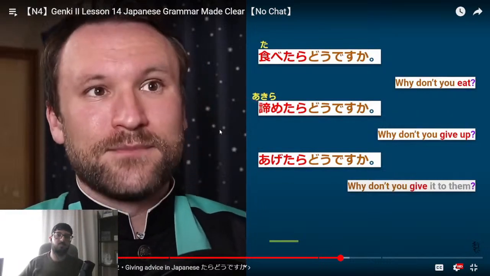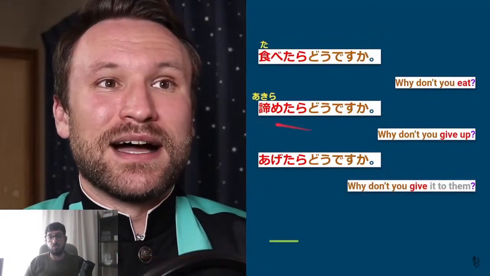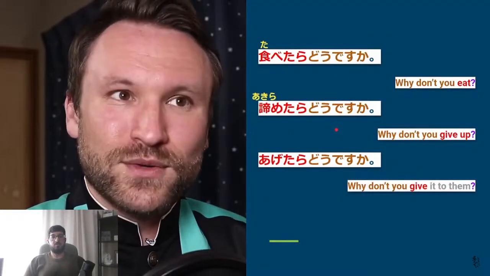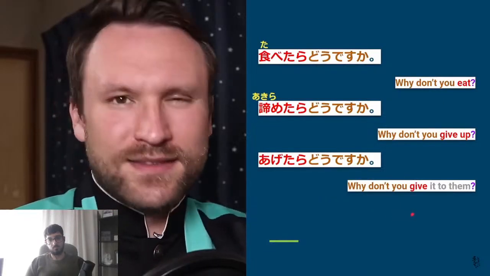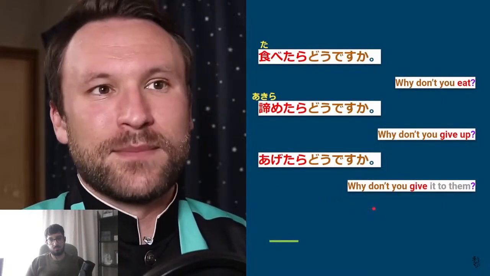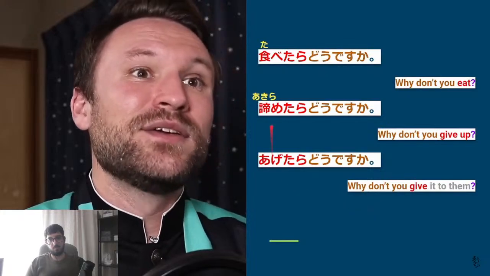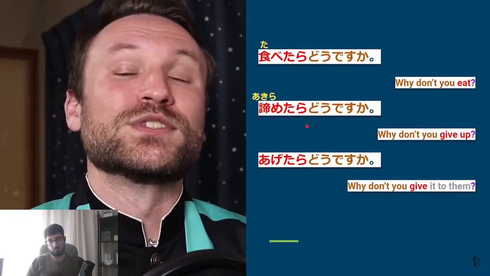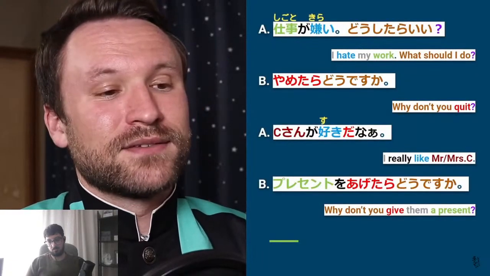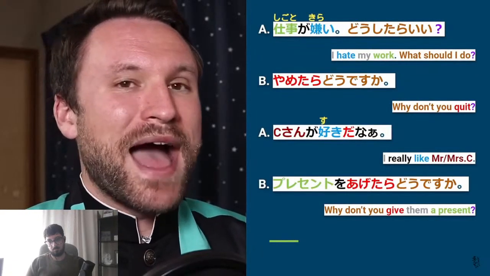How about if something. 諦めたらどうですか. Why don't you give up? あげたらどうですか. Why don't you give it to them? "It" is implied. You see the past tense short form, then らどうですか, or just どう. Now I mentioned that generally you're only going to be using this if you were asked for advice about something to begin with.